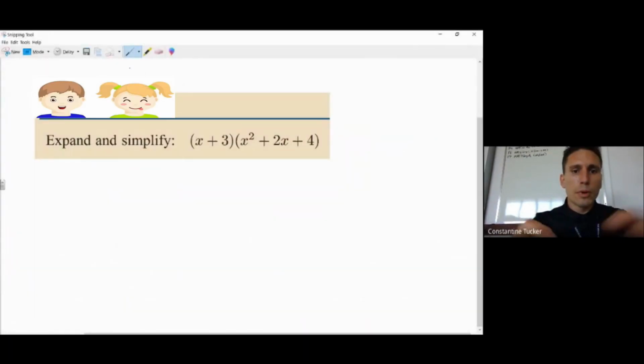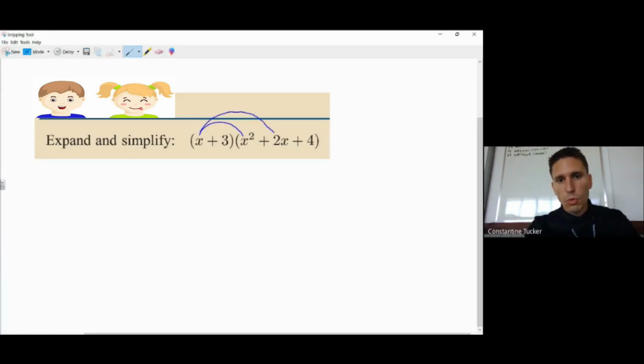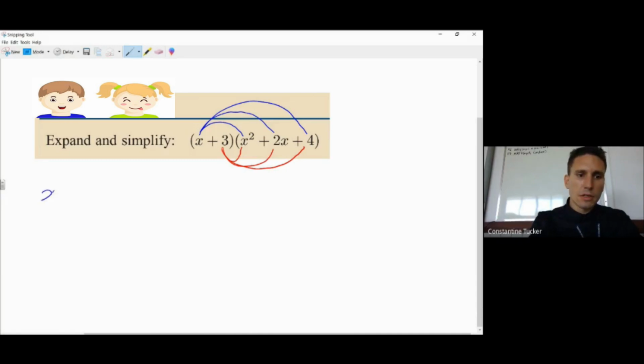So let me use blue for the arrows, the lines coming out of x. So here we've got x will be multiplied with all of these 3 terms in the second pair of brackets. And I will use red for the lines coming out of 3. So 3 will be multiplied with all of these 3 terms as well. So if we start with x times x squared, well, that gives us x cubed, because x times x times x is just x cubed.